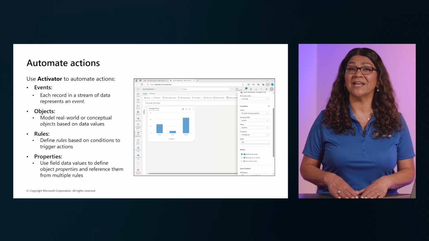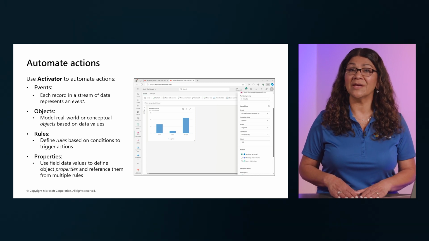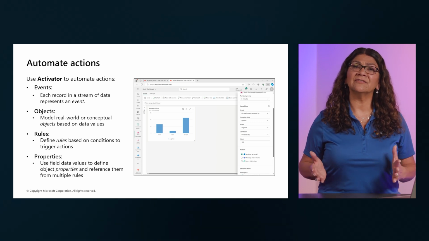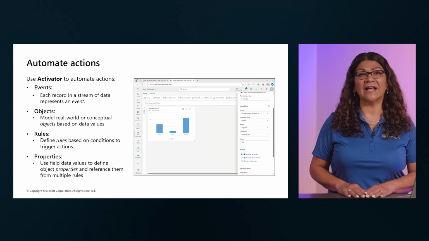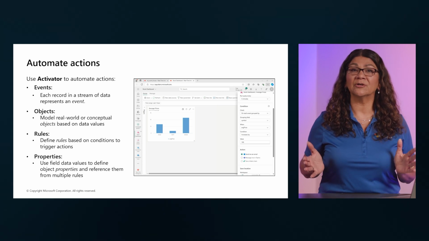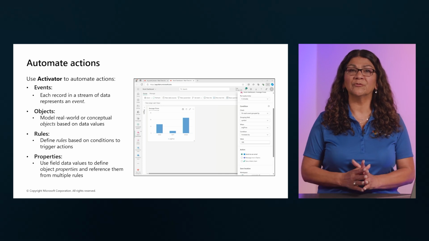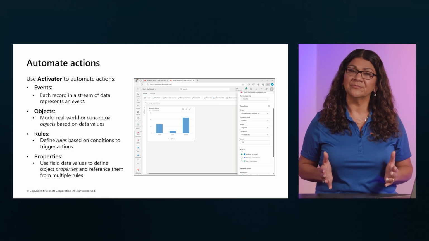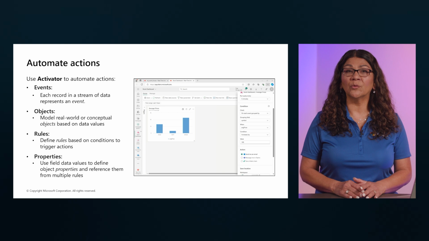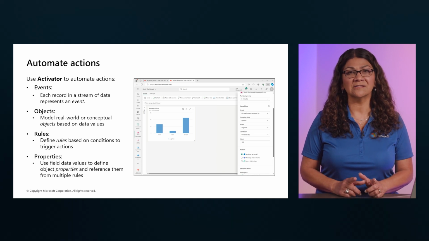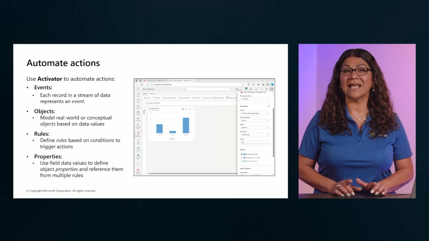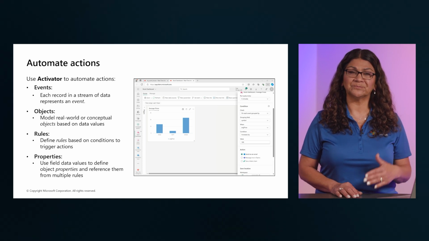Activator is a technology in Microsoft Fabric that enables automated processing of events that trigger actions. For example, you can use Activator to notify you by email when a value in an event stream deviates from a specific range, or to run a notebook to perform some Spark-based data processing logic when a real-time dashboard is updated. Activator operates based on 4 core components: events, objects, rules, and properties. Understanding these 4 principles enables you to utilize capabilities of Activator more efficiently.